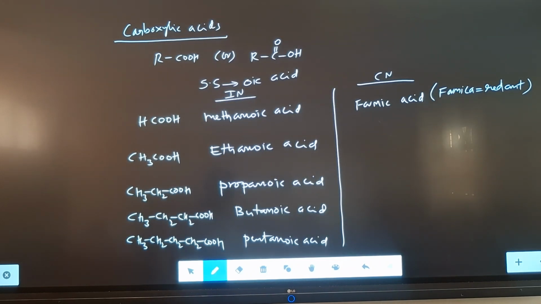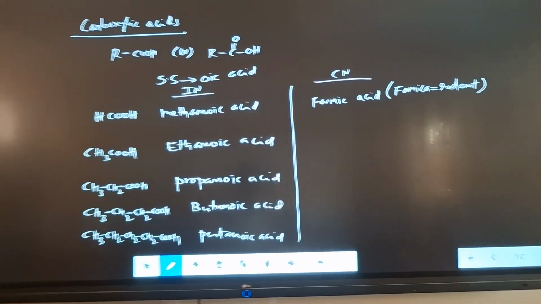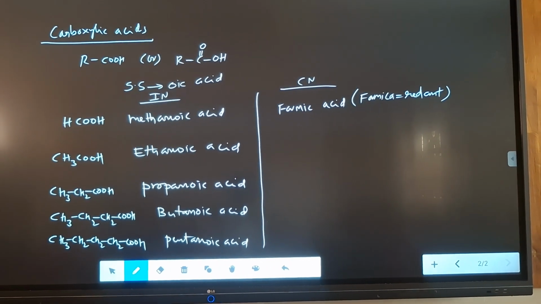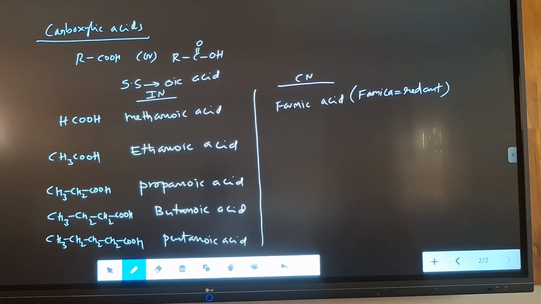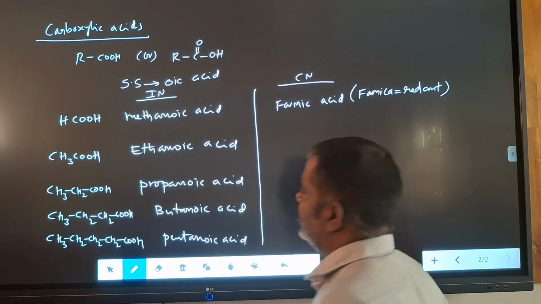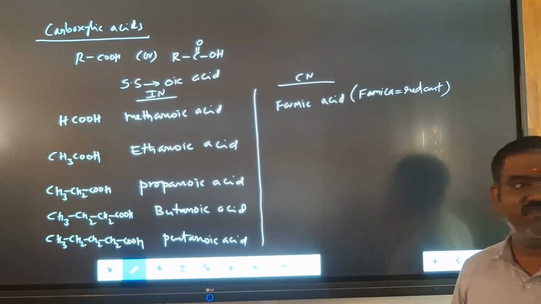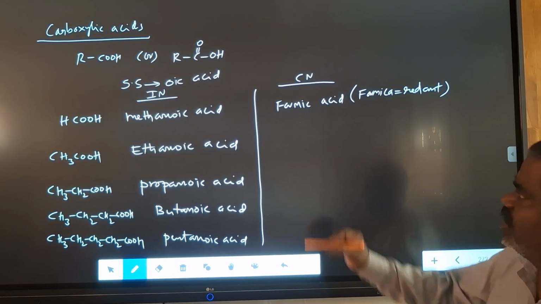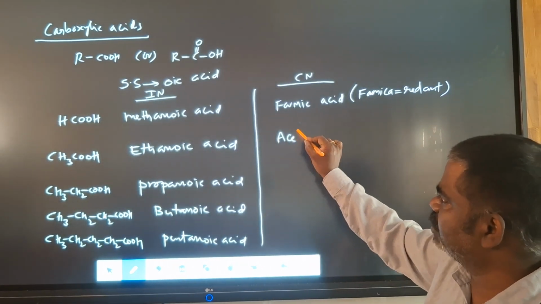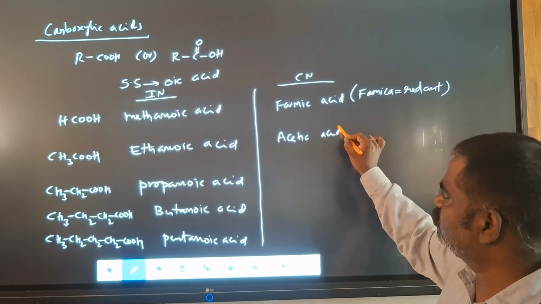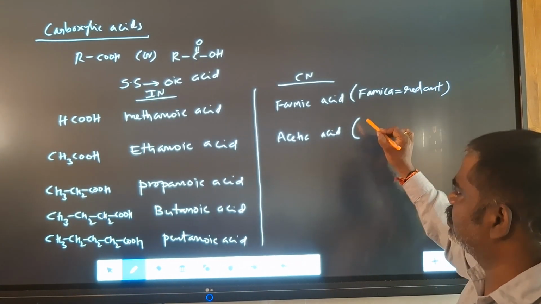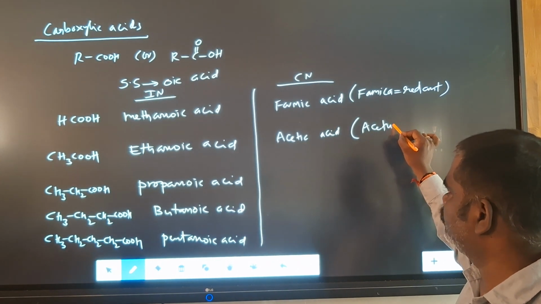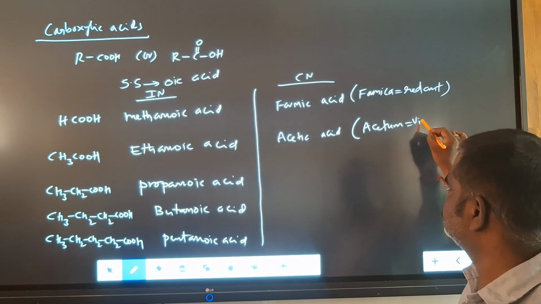The second one, ethanoic acid, is also known as acetic acid. Why is it called acetic acid? Because it is obtained from vinegar. Vinegar in Greek language is called acetum. So CH3COOH is obtained from vinegar.